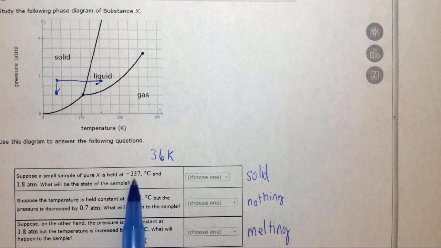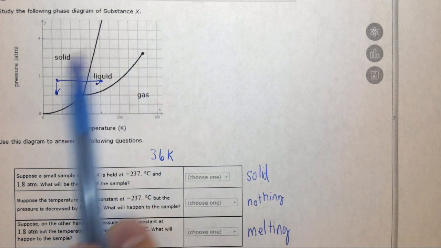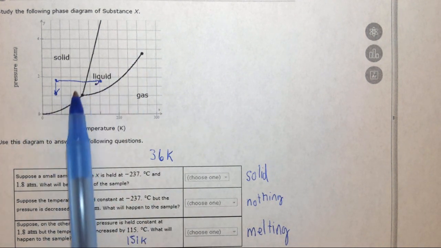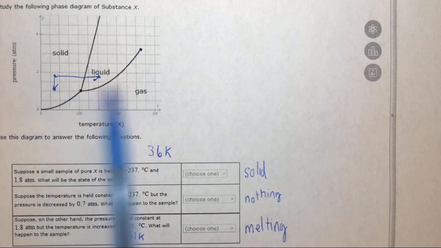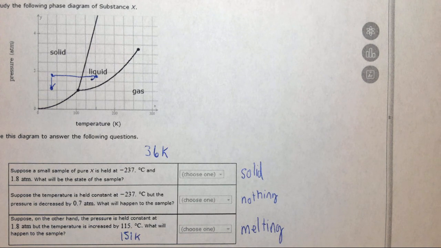So by finding these specific points on this phase diagram, we can figure out some information about what phase changes, or in this case no phase change occurred, what will happen to the sample.